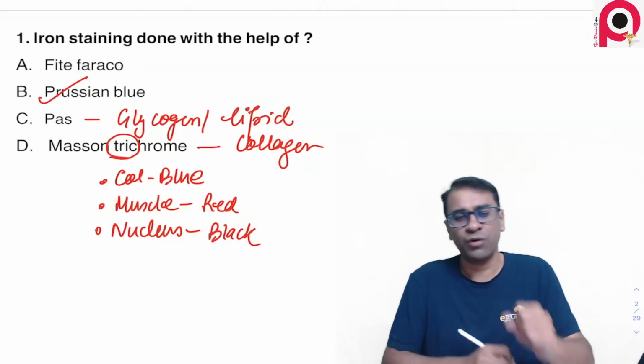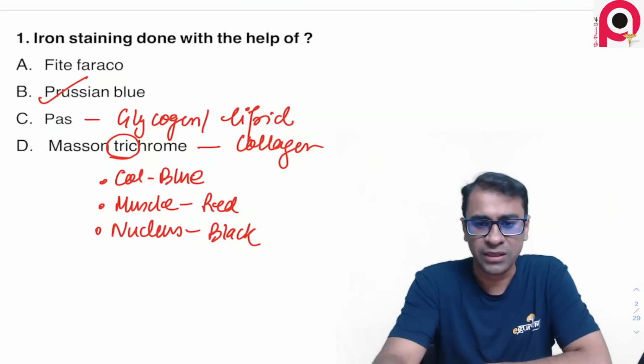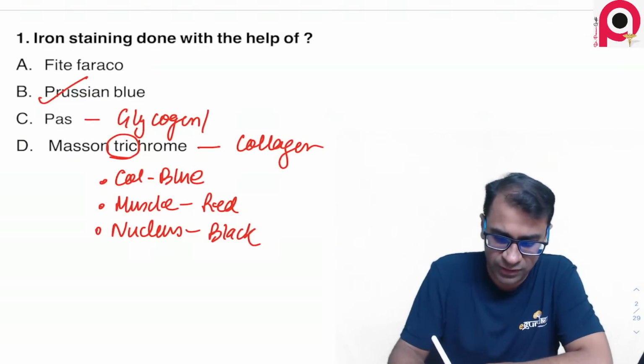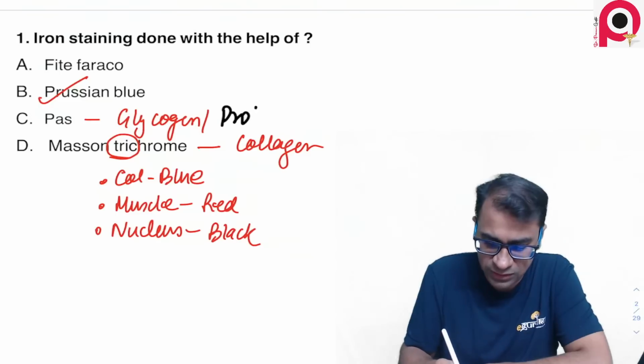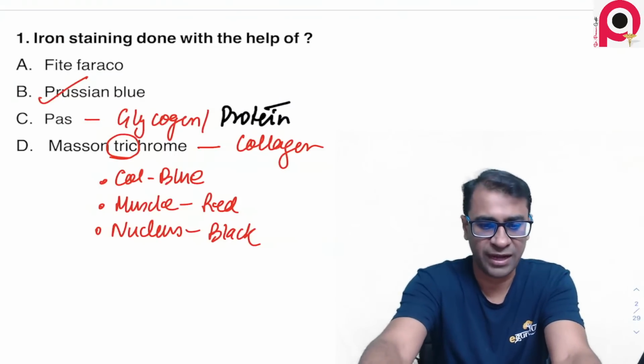Remember, for glycogen, PAS is positive and diastase sensitive, whereas for proteins, PAS is positive and diastase resistant. Okay, PAS positive and diastase resistant.